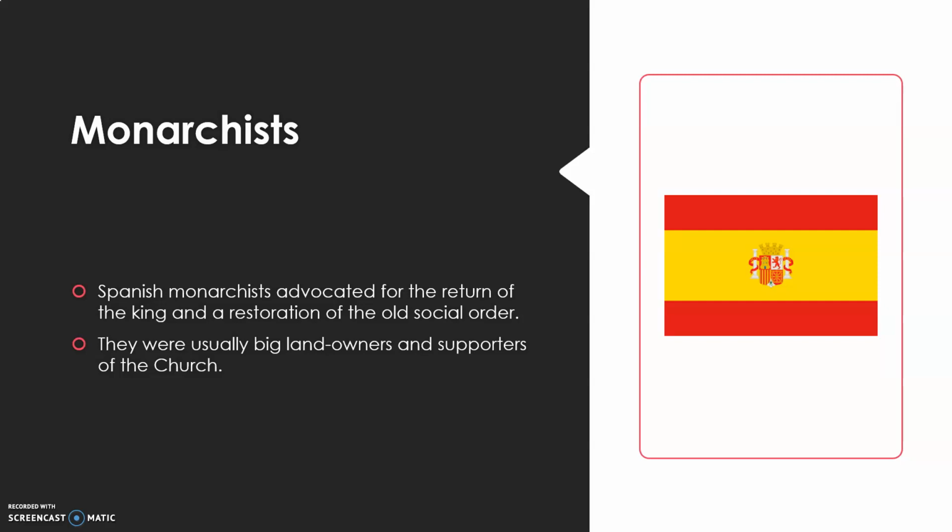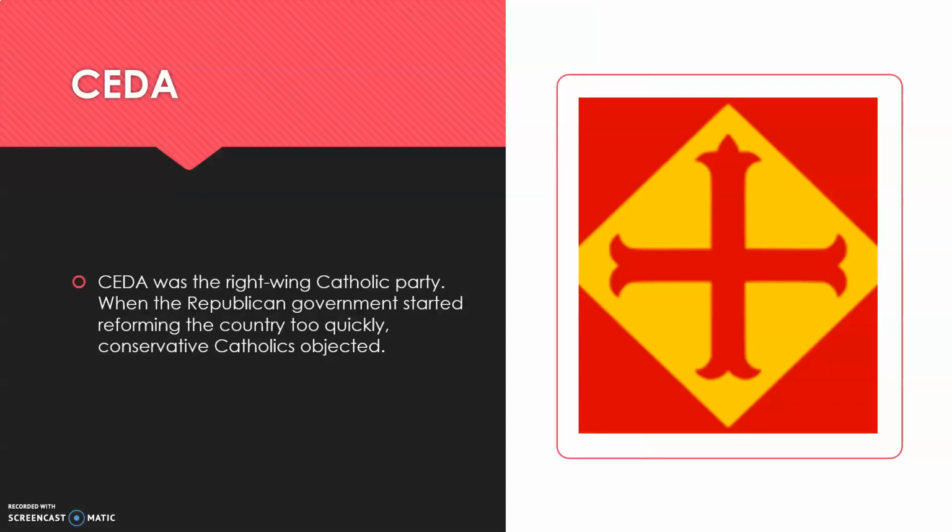Monarchists were also, because they're traditionalists, traditions tend to cleave together, and so they were big supporters of the church, that is to say the Catholic Church as well.